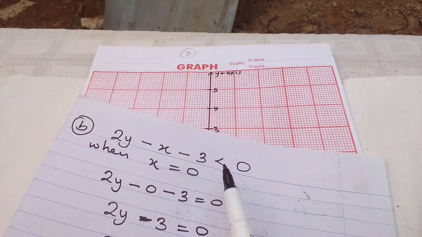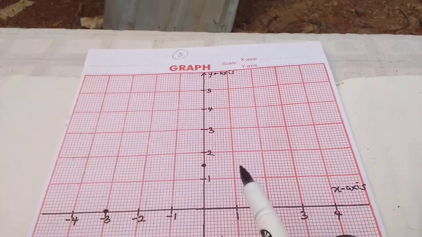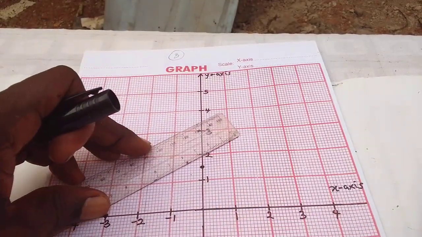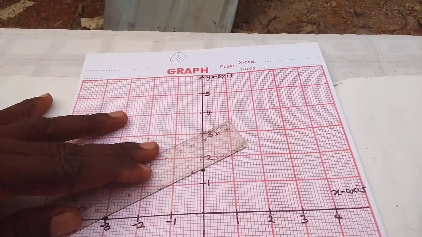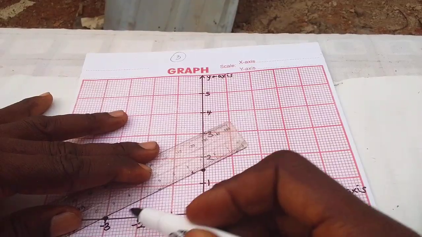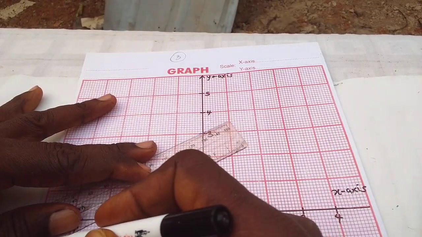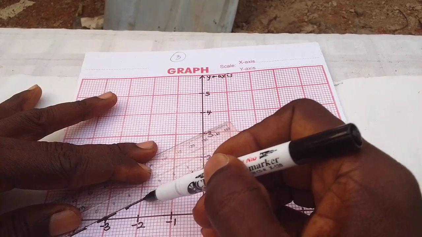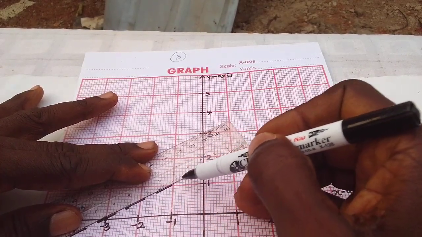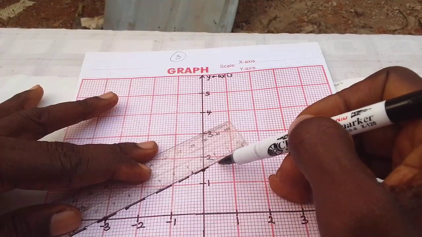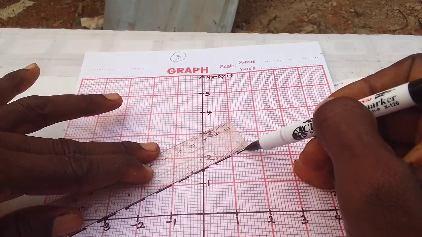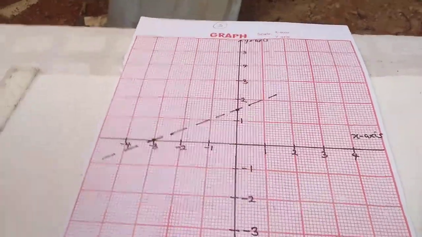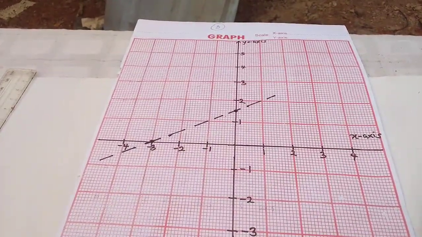So now, you look at this sign here. This is just showing less than. Because it is less than, you will join these 2 points with a broken line. You join it together with a broken line because the question is saying that it's just less than. When you join it with a broken line, now you want to know the place you have to shade.